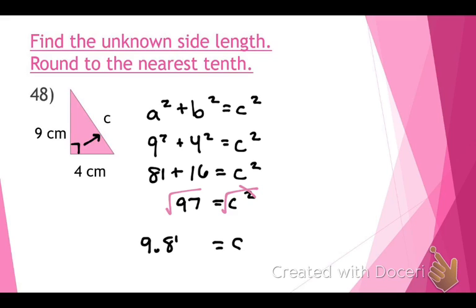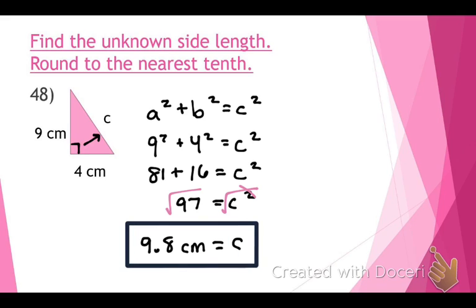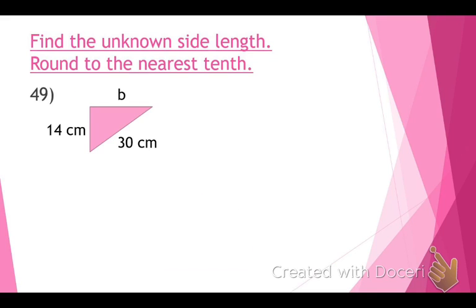Okay, 9.848857. It just keeps going, okay? But you rounded it to the nearest tenth, and what was that? 9.8 what? Centimeters is correct. Okay, so anytime that you have a triangle that has a right angle, like this one, then you know that you're going to use the Pythagorean Theorem to help you figure out what that unknown side length is. Let's go on to the next one.